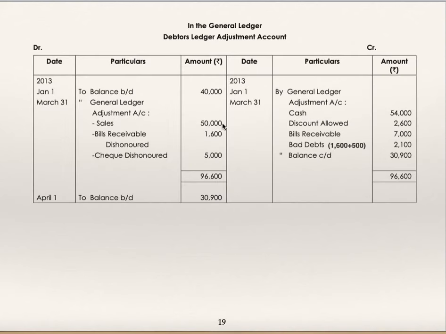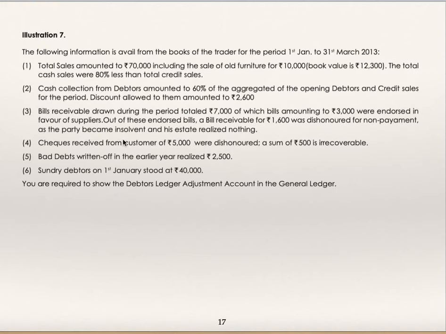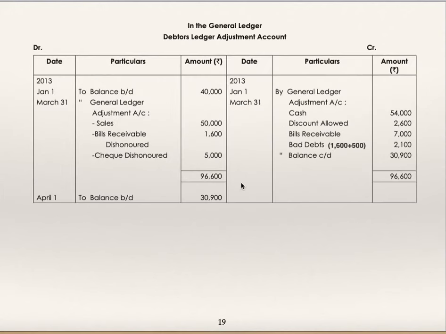Sales 50,000, only credit sales. Endorsed bill dishonored 1,600. Cheque worth 5,000 dishonored. By balance carried down, this is the balancing figure. The same figure is to be taken in the next period, 1st April, to balance brought down.